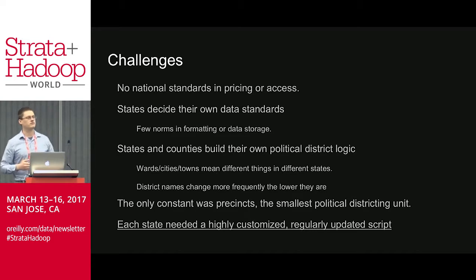The only constant that we could find in the voter file was a thing called a precinct. That's the lowest denomination of political district. It's used by counties to organize who's going to go to what church or what school to actually submit their votes. And you can break down even a congressional district into its constituent precincts.